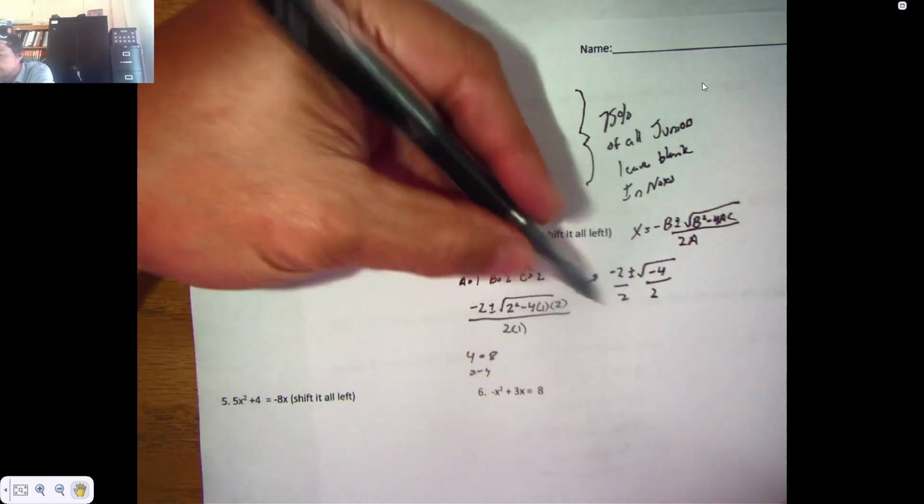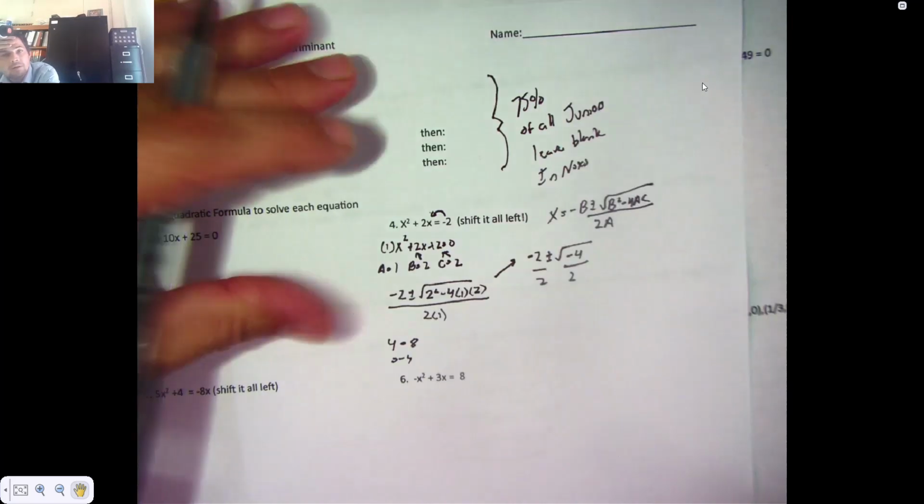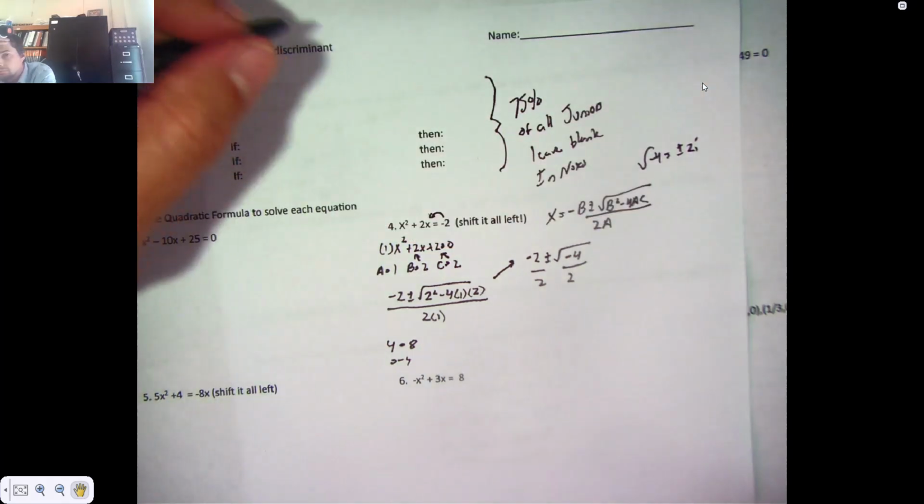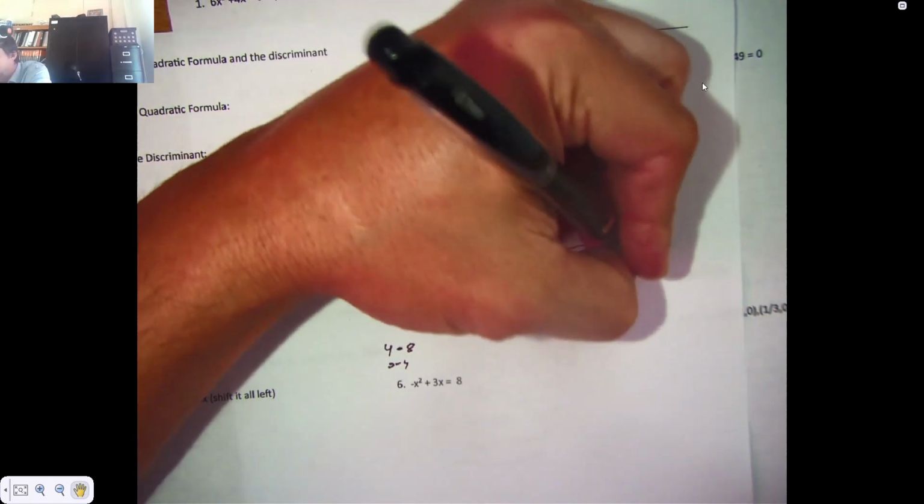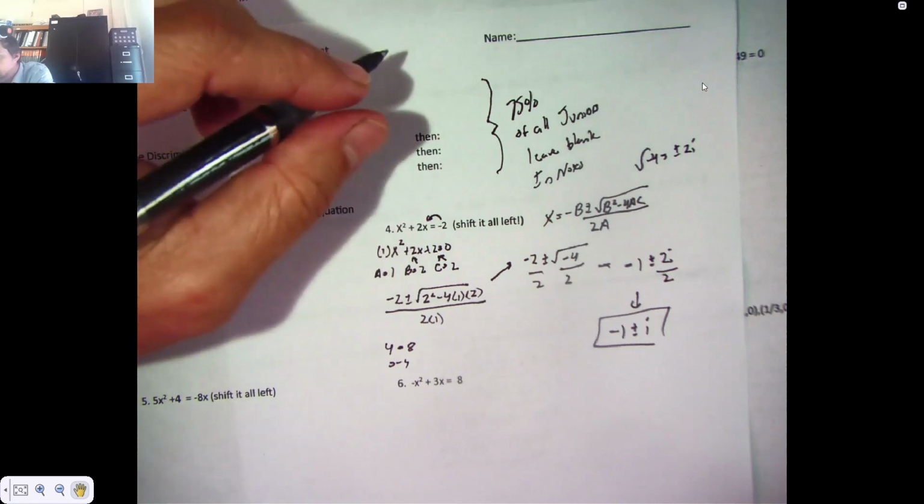I like to actually break this apart. Now, the square root of negative 4 is the previous lesson. The square root of negative 4 is plus or minus 2i. Negative 2 over 2 is negative 1. And then we have plus or minus 2i over 2, so this goes down to negative 1 plus or minus i. There's your two answers. You are either negative 1 plus i or its conjugate, negative 1 minus i.